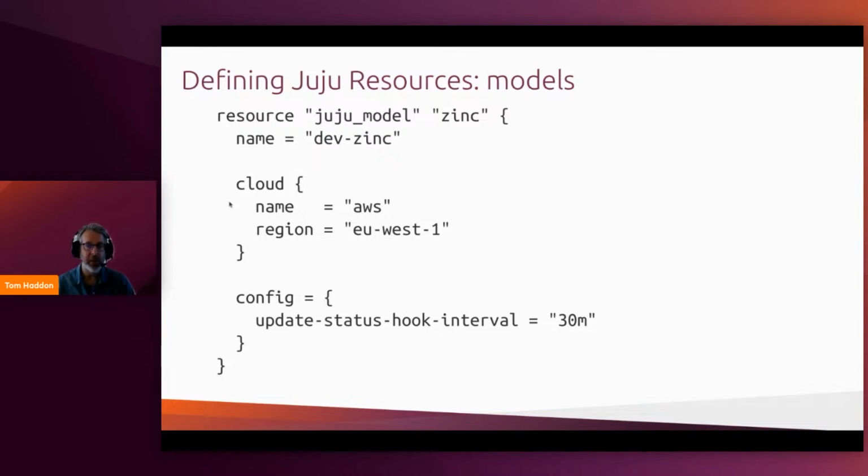Some other common things that you may want to set via model configuration are things like the logging settings for Juju debug log, or proxy settings. If you're deploying things into an environment that sits behind a proxy, and you need to define those proxy settings.